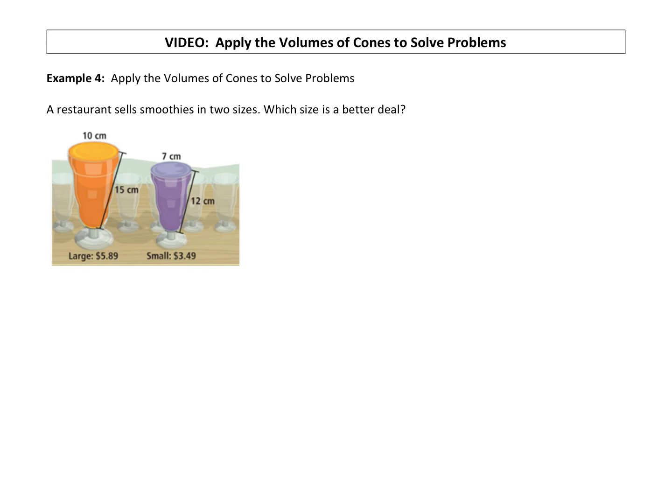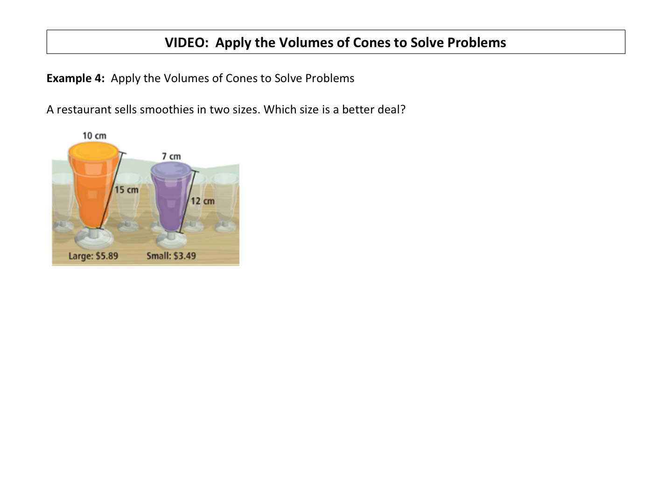We're going to switch gears and move on to cones to solve some problems. A restaurant sells smoothies in two sizes. Which size is a better deal? So we can say they sell a large smoothie for $5.89 and a small smoothie for $3.49. Well, this is the cheaper smoothie, right? But this smoothie is bigger. So how do you know what the better deal is?